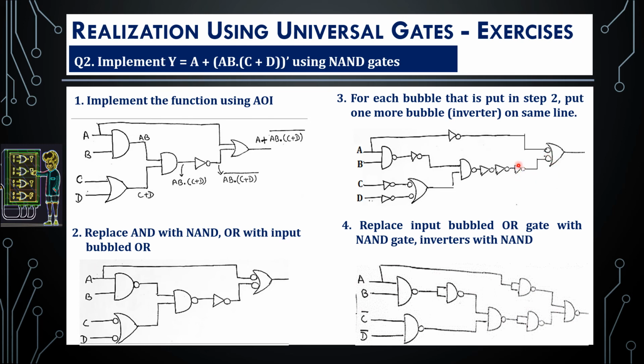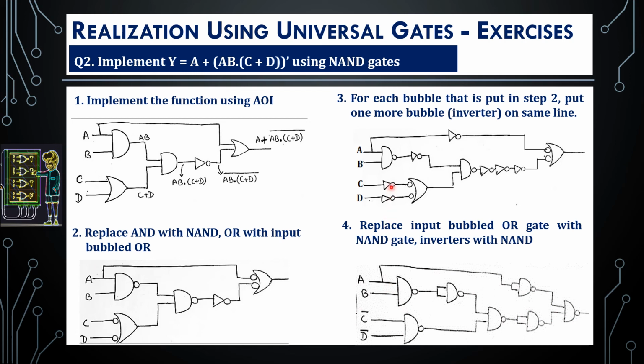Okay, so wherever we put the bubble, we need to put one more bubble to apply the double inversion law. Now the AND gates are in the NAND gate format. We need to convert this input bubbled OR gate with output bubbled NAND. So all the input bubbled OR gates are replaced with NAND gates.